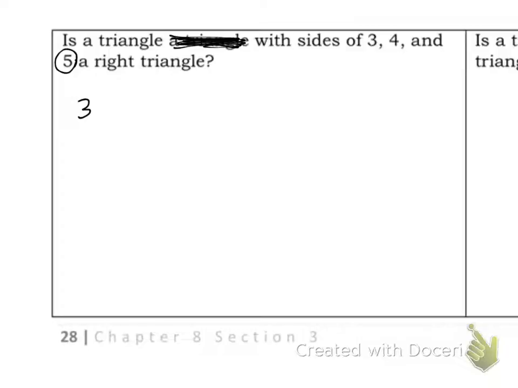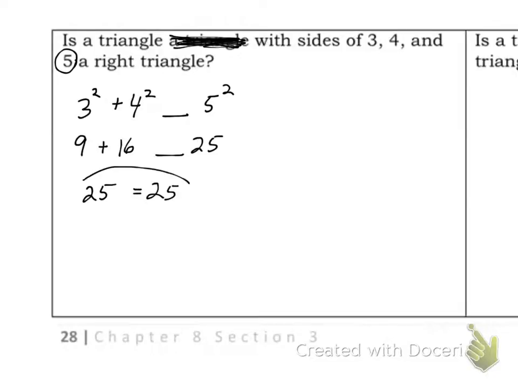We're going to check to see if 3 squared plus 4 squared is equal to 5 squared. I'm not sure yet, so we'll put a little blank there. 3 squared is 9. 4 squared is 16. 9 plus 16 equals 25. 25 is equal to 25. So since these two things are equal, we know it is a right triangle.